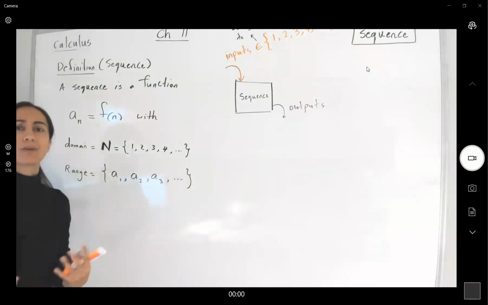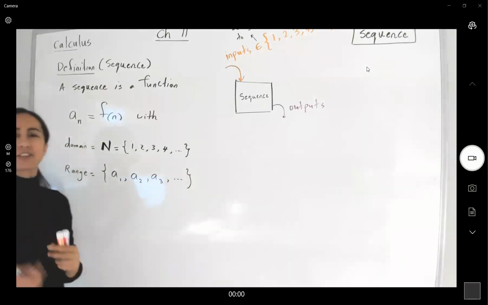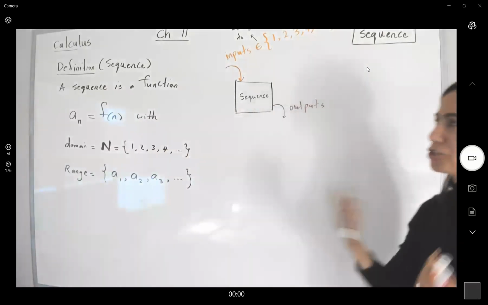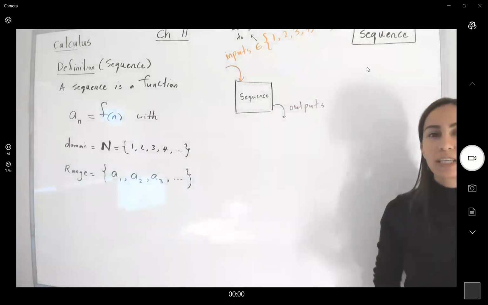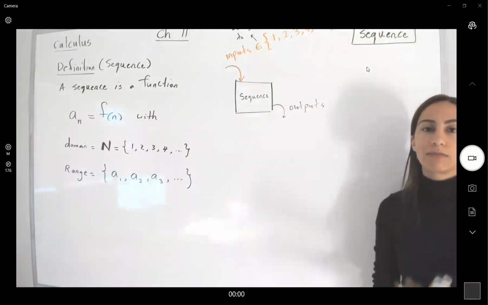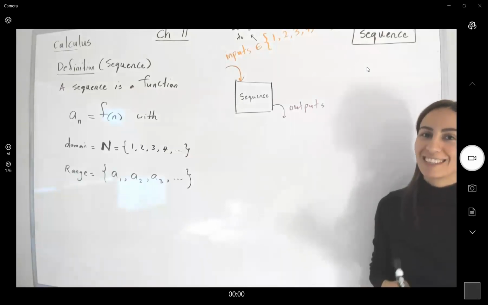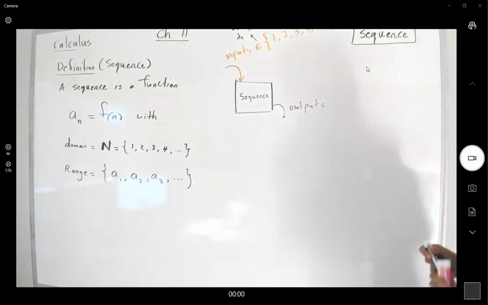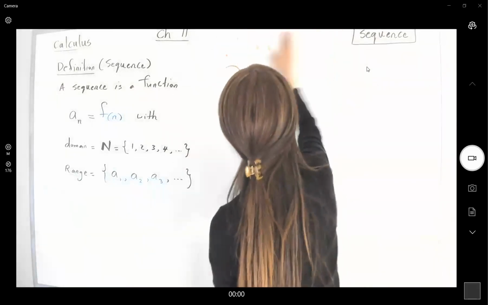Again, you're dealing with a function. Why are we interested in sequences? Because eventually we can take the terms of a sequence, add them together, and define something new that we call series. But for now, let us focus on sequences and their properties, and eventually finding the limit of a sequence. Let's go over some examples together.